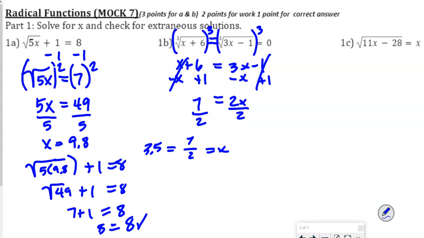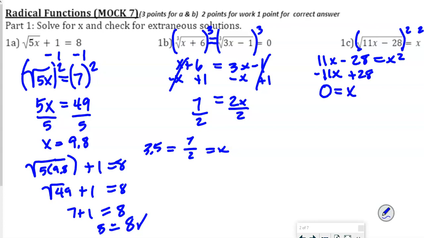Here again, notice that we have a square root, so we're going to square both sides. That's going to be our first step. So the square takes care of the square root. So we get 11x minus 28 is equal to x squared. We're going to move everything to the right side. That means we're going to subtract 11x from both sides and add 28 to both sides. When we do that, we get 0 over here, and we get x squared minus 11x plus 28.